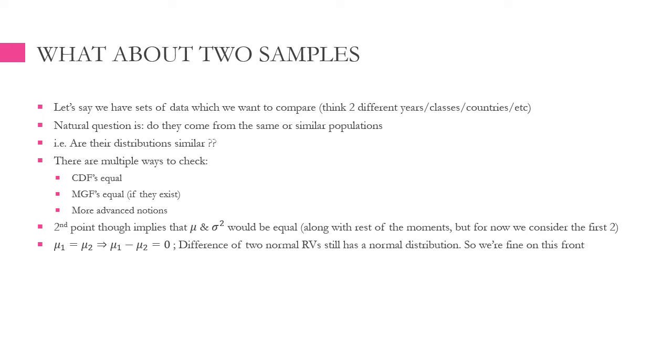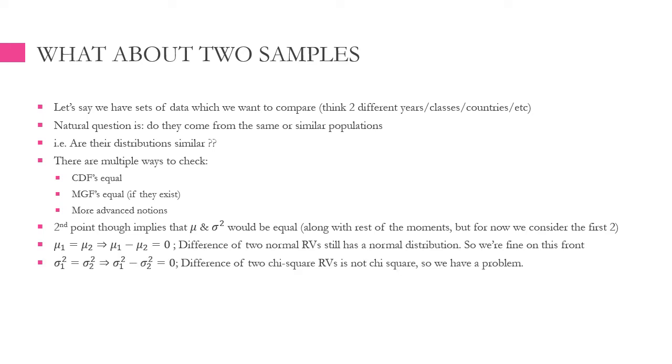If we have these two means that are the same, their difference should be equal to 0, and the difference of two normal random variables still has a normal distribution. So essentially we're fine on this front. We can work with it. We can do difference of means and difference of sample means and still do the same kind of analysis that we had earlier, and we can still use a normal distribution or a t-distribution depending on whether we have assumptions for sigma squared. That's fine.